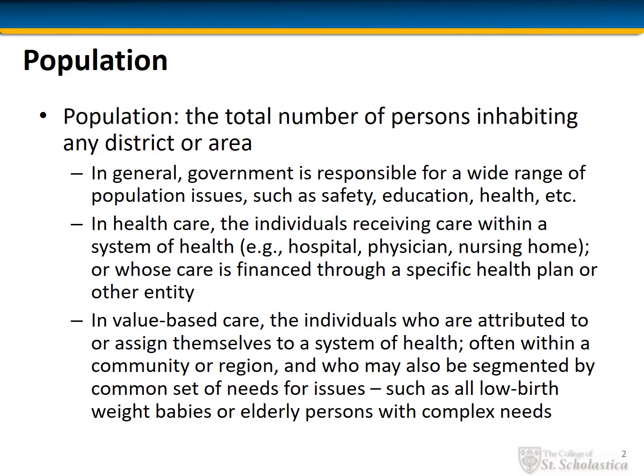But in summary, with respect to value-based care, population may encompass geography, individual preference, and sometimes also certain segments of health needs, such as all low birth weight babies or elderly persons with complex needs. So it's a pretty complicated movement away from just where we live, work, and play to something much more than that.